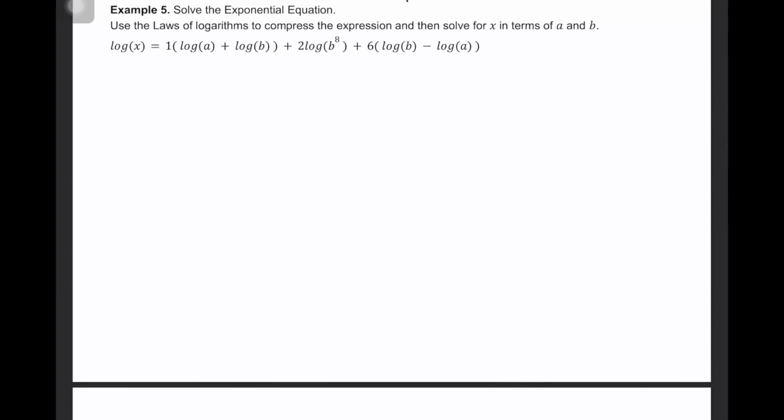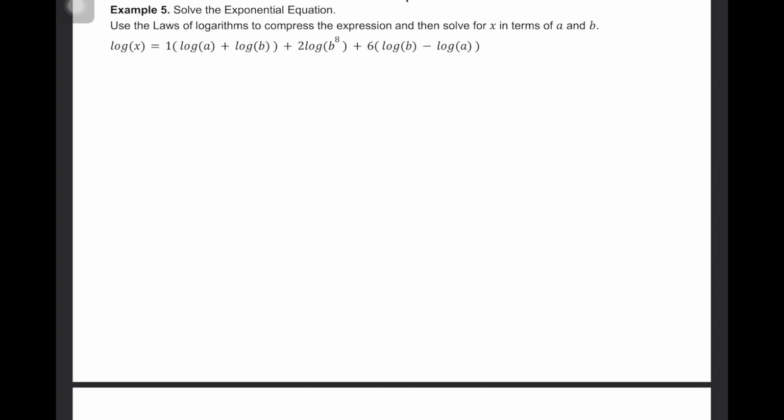Welcome back. So we're gonna try example number 5. We're gonna use the logarithm properties to compress this expression and solve for x in terms of a and b. So here is an example of solving for x.